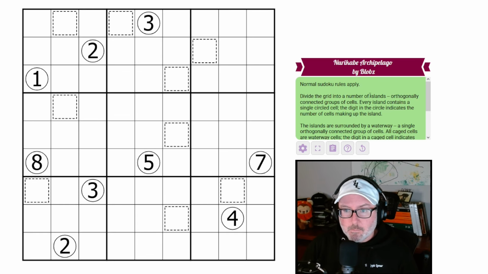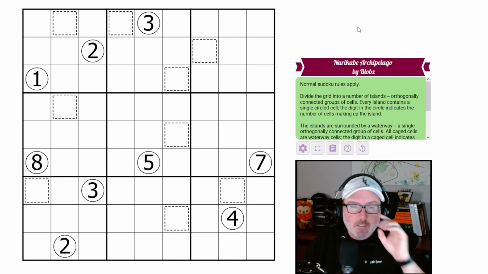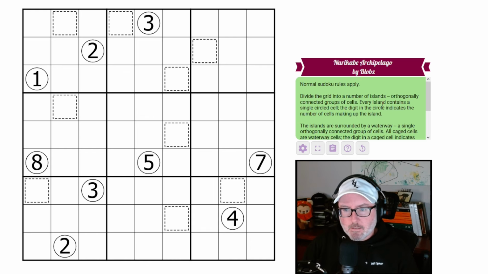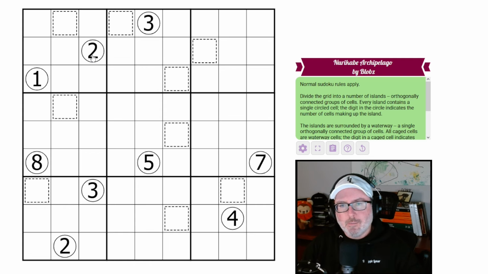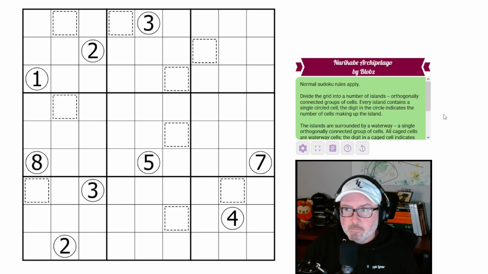Those were excellent puzzles, but this one intrigues me because I've done Nurikabe on the side, and I've done puzzles that have been put into Sudoku that follow the same concept of Nurikabe. Now, I'm not quite sure of the specifics of what this grid is doing because I haven't read through these rules yet, and there are different ways you can incorporate Nurikabe into Sudoku. But we'll go through the rules, see what's going on, and figure it out from there. And I'll try to give my little tips and tricks about Nurikabe if I have any, depending on how this works. So, Nurikabe Archipelago by Blobz.